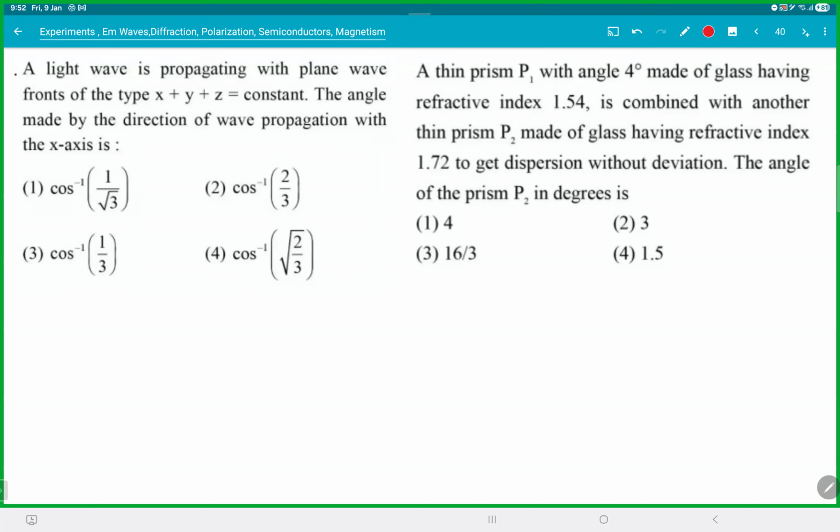The light wave is propagating as a plane wave in the direction x plus y plus z is equal to constant. The angle made by the direction of the wave propagation with the x-axis. Vectors, remember? I plus j plus k. Cosine angles alpha, beta, gamma. The angle made by the vector with respect to x-axis. It's like I plus j plus k type, something of this sort. So you're finding the angle between this and x-axis, the angle between this and I cap. These are also called direction cosines.